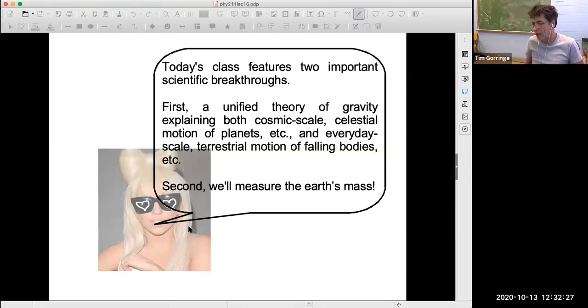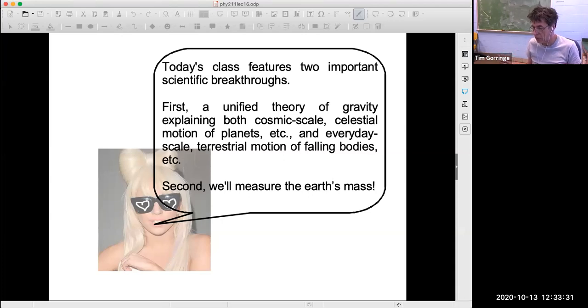So today's class actually contains a couple of enormous scientific breakthroughs. One of them, perhaps the biggest of the two, was the discovery by Isaac Newton of what we call nowadays universal gravity. And it was an explanation of both the astronomical scale celestial motion of planets, moons, etc., and simultaneously the everyday scale terrestrial motion of falling bodies, falling objects, etc. And it was really, in physics, a huge event. It was a landmark event. It's hard to overemphasize the importance of this event. So that's one breakthrough today.